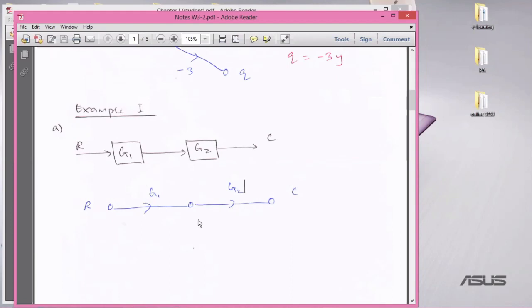and G2. Any questions? Am I going too fast again? I guess. Let's go slow. Slow down. Slow down. Let me remind myself. Slow down.